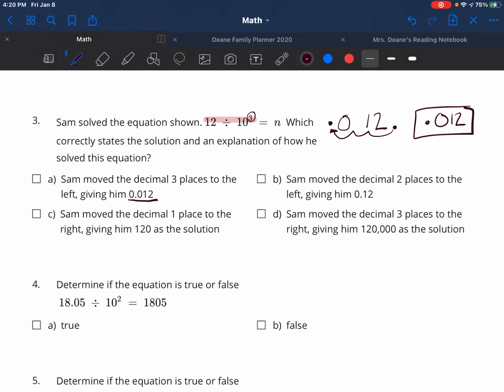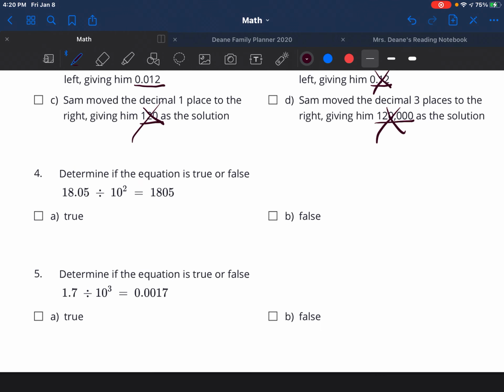So this has 0.012, that would work. This one has 120, that's out. This has 0.12, that's out. And this one has 120,000. That's definitely out. So let's read A and make sure that we picked correctly. Sam moved the decimal 3 places to the left, giving him 12 thousandths. Yes, absolutely. A would be the right choice.